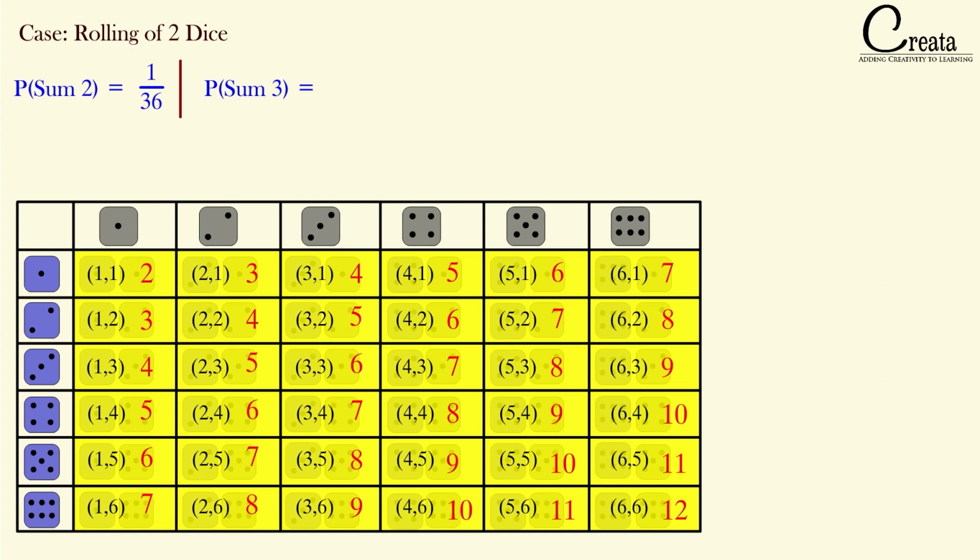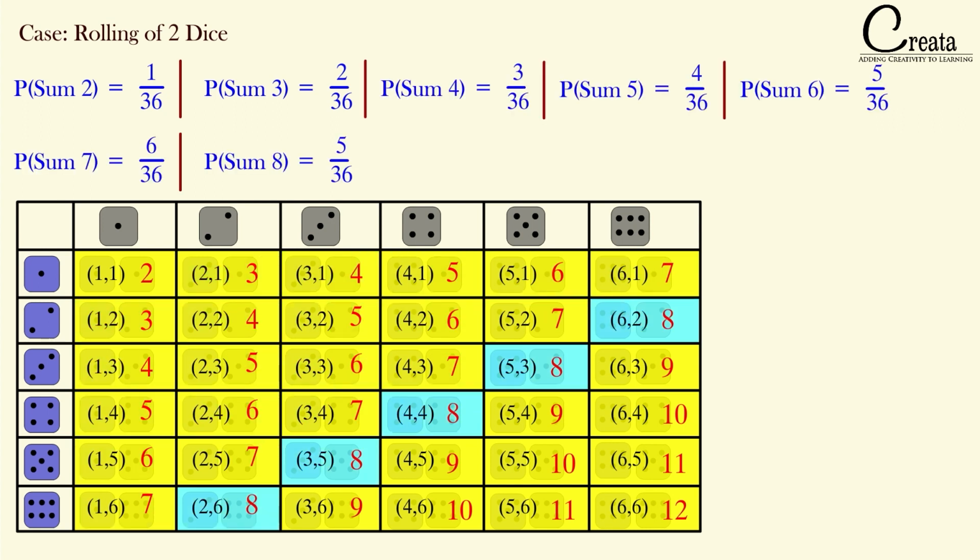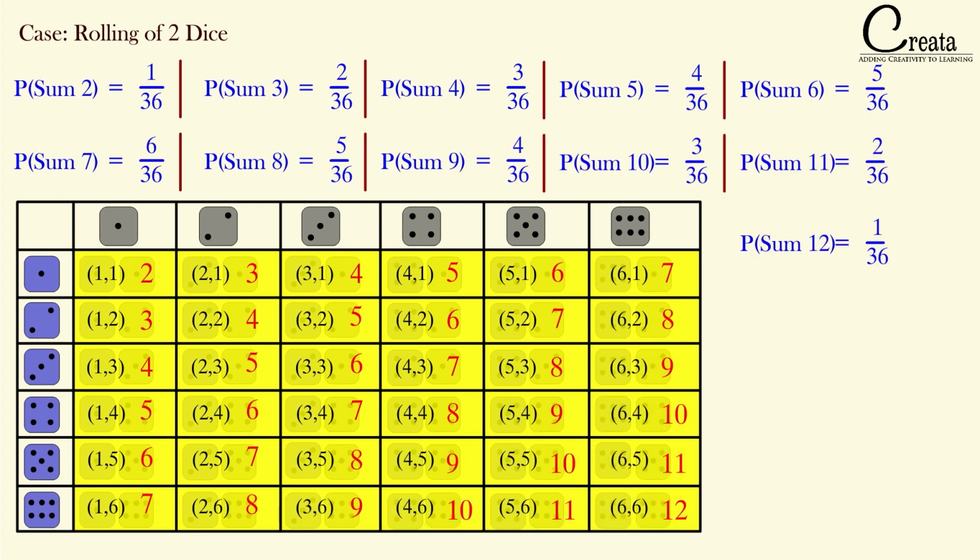If we have to calculate the probability of getting the sum as 3, there will be only 2 cases. So we got our answer as 2 by 36. Similarly, you can observe how many cases you are getting for the numbers 4, 5, 6, 7, 8, 9, 10, 11, 12. Firstly it is increasing, then it is decreasing.